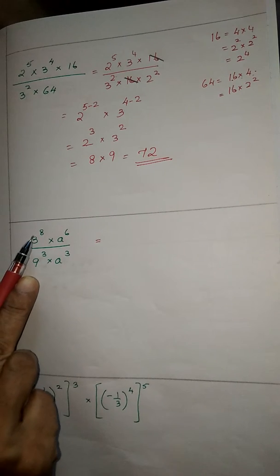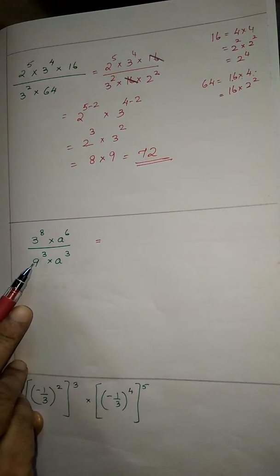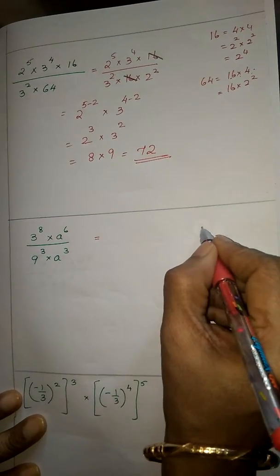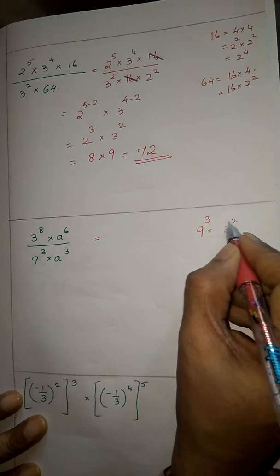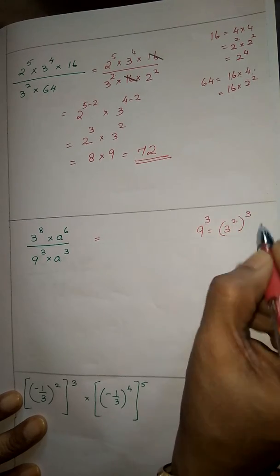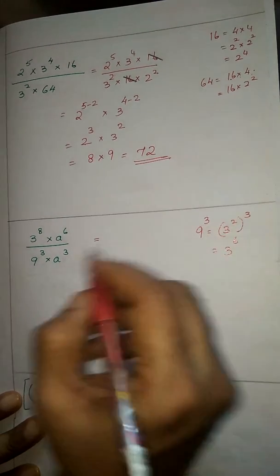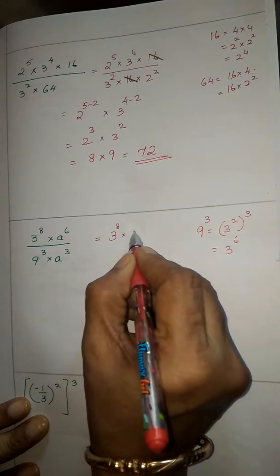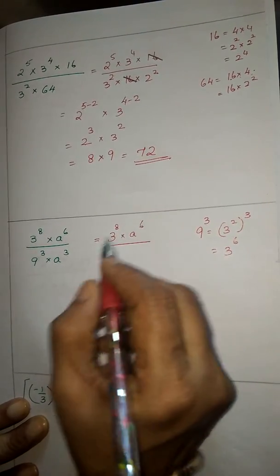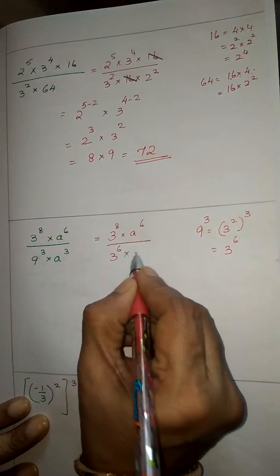Now here again, 3 to the power of 8, now 9 to the power of 3. So 9 we will convert into 3. So 9 cube is equal to 9 can be written as 3 squared, the whole cube. That is equal to 3 to the power of 6. So we will write this as 3 to the power of 8 into a to the power of 6 by 9 cube, which is 3 to the power of 6 into a cube.